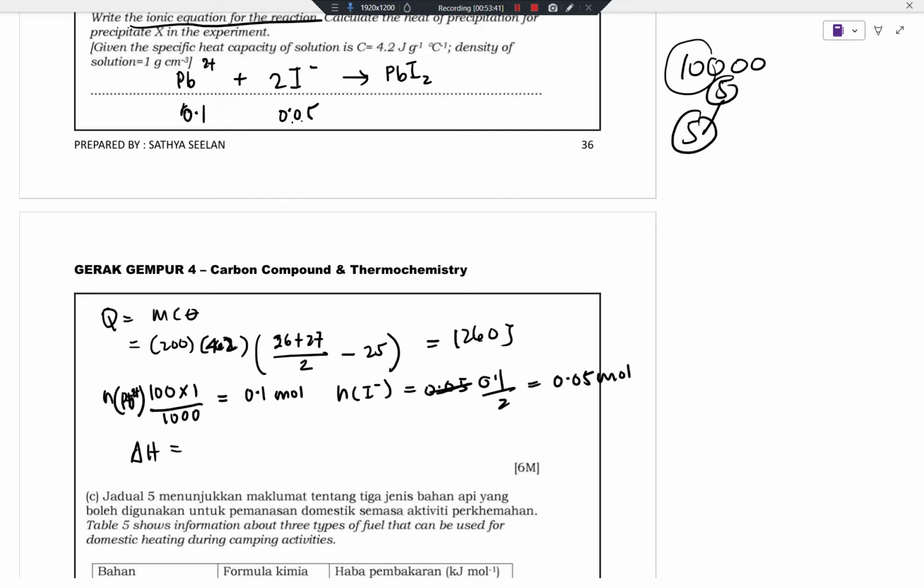So delta H is equal to Q over n. So 1260 divided by 0.05, which gives 25200. And since it's endothermic, it is plus 25.2 kilojoule per mole.